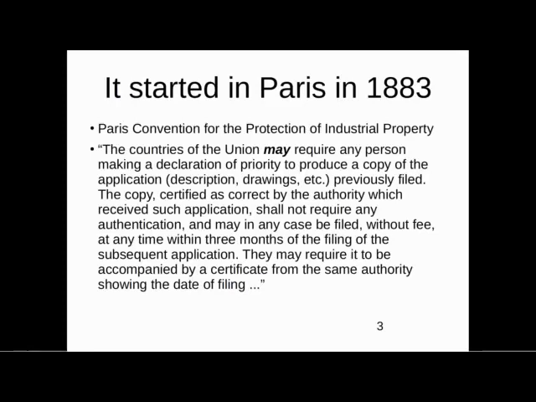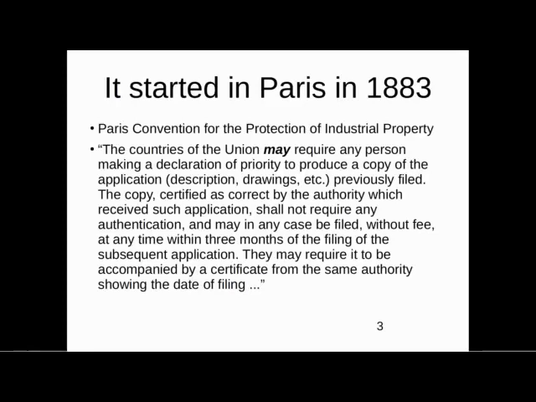What are the conditions? Well, one of the conditions is that the second office, the so-called Office of Second Filing, is permitted, if they want, to require that you proffer a certified copy which shows the date on which the first application was filed. This is sort of common sense, right? If somebody goes to a country and says, you have to treat me as if I filed this thing 6 months ago or a year ago, common sense tells you people might just make this stuff up. People might not tell the truth.